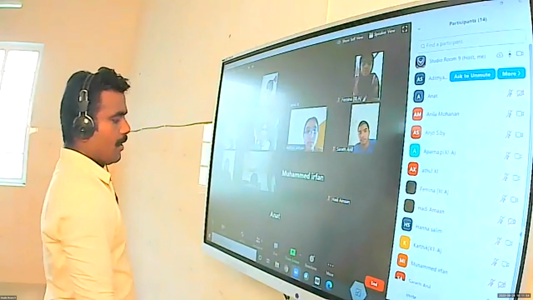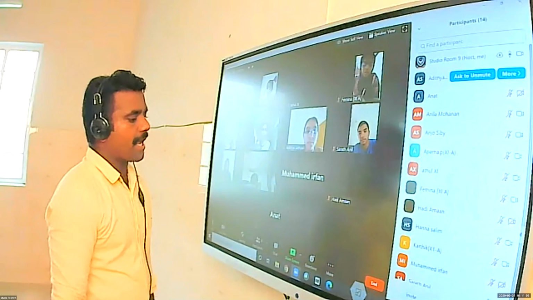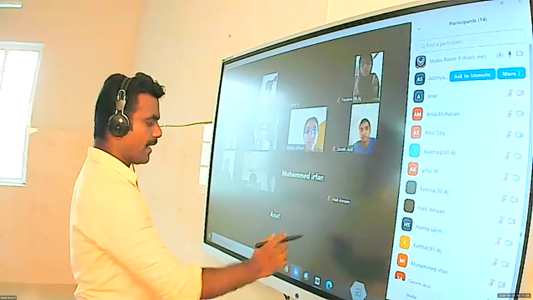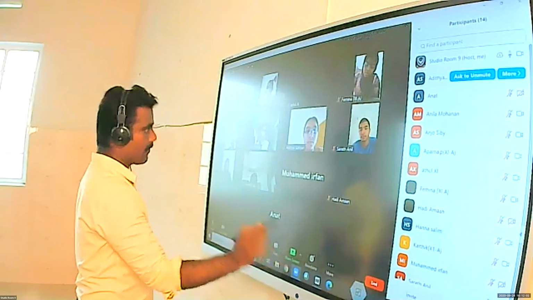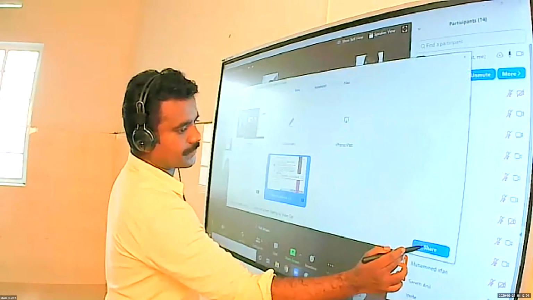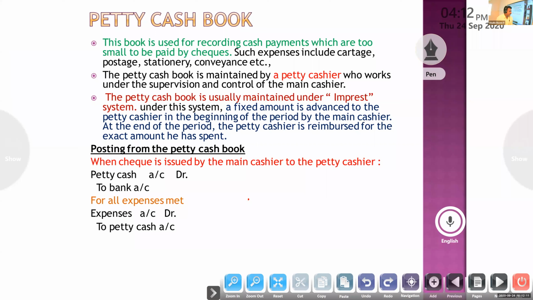So single column cash book over, double column over. Next, petty cash book. Okay. So today we will complete petty cash book. What do you mean by petty cash book?